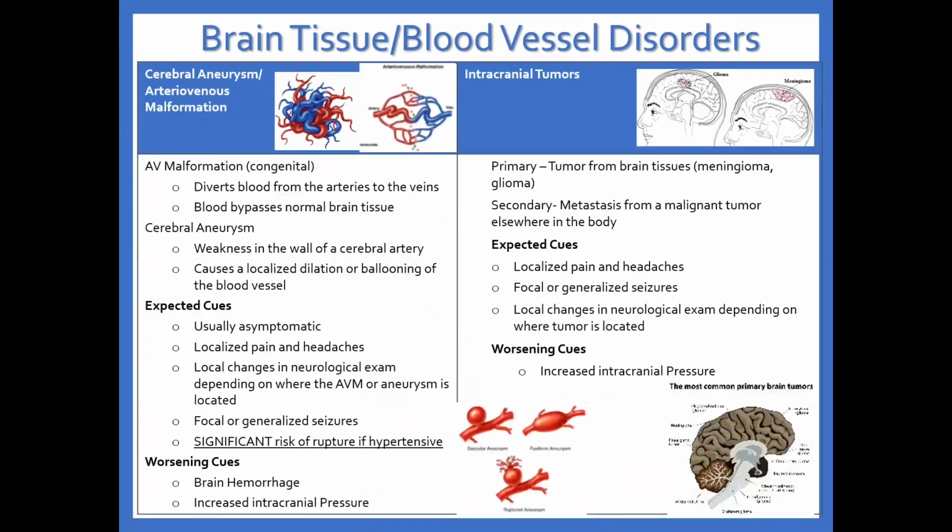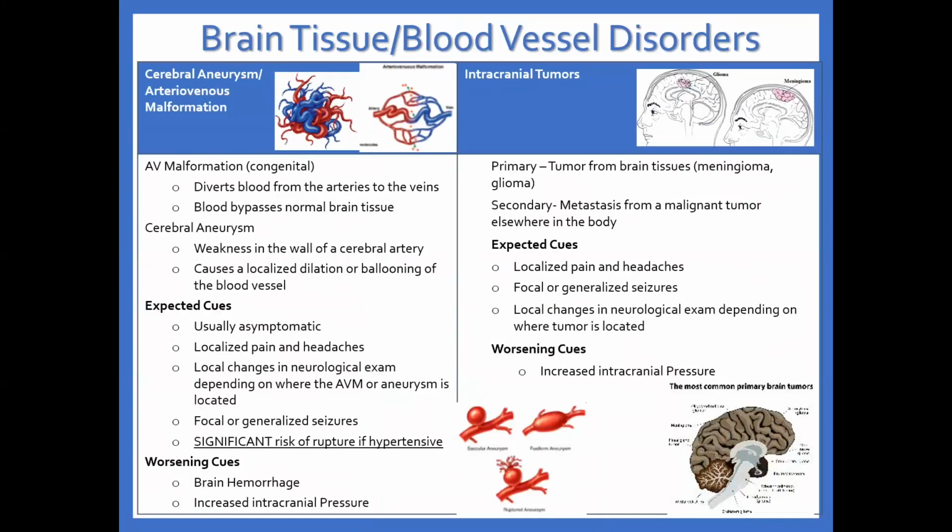Aneurysms, tumors, there really isn't... everyone's going to get sick of it. It just says localized because I don't know where your aneurysm is going to be. I don't know where your tumor is going to be. It depends on where in the brain what you're going to see. But with both of these, what are we worried about with an aneurysm?